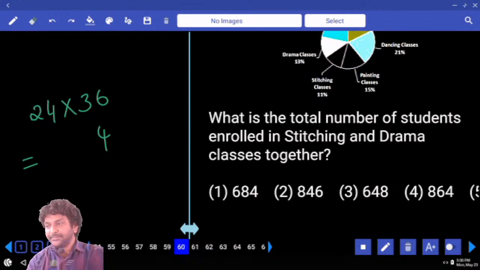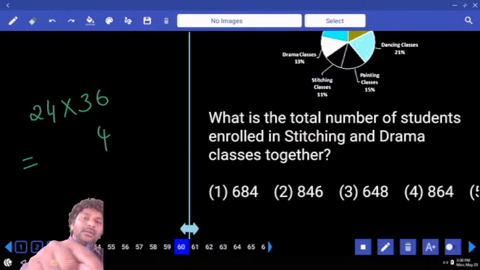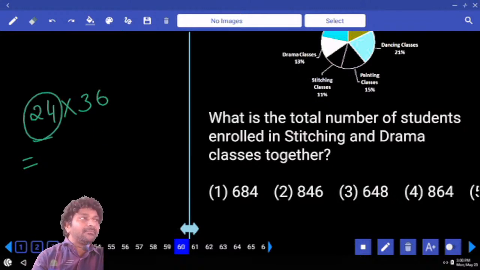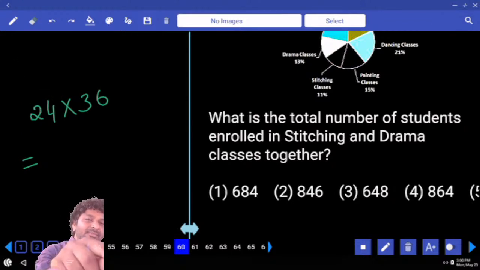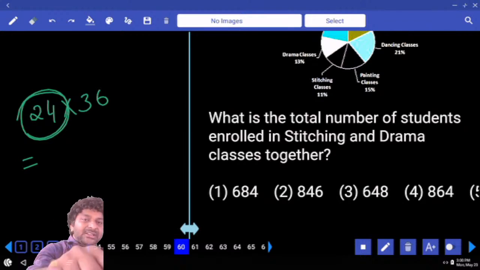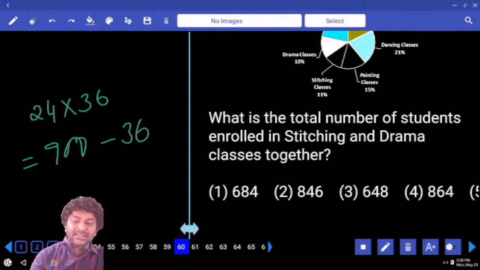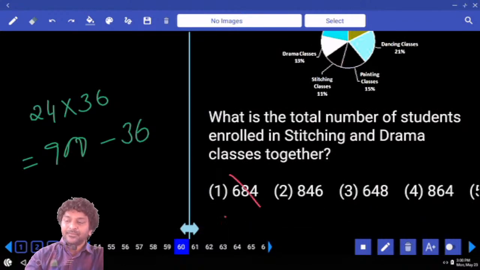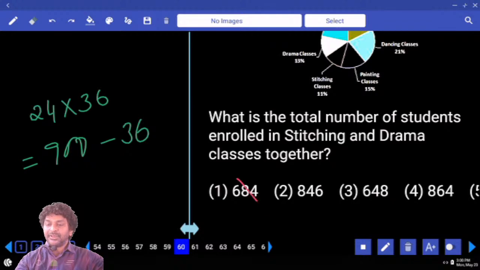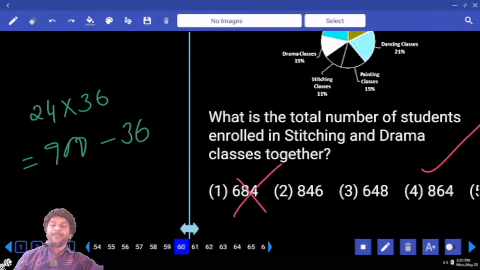So we have to calculate. Can we write this number as 300 minus 6? Come on. 300 minus 6? Okay. 30 minus 6. Correct. This can be written as 30 minus 6 and 30 plus 6. A plus B into A minus B is A square minus B square. 30 square minus 36. So first cannot be your answer. Fourth, final answer. Got it?